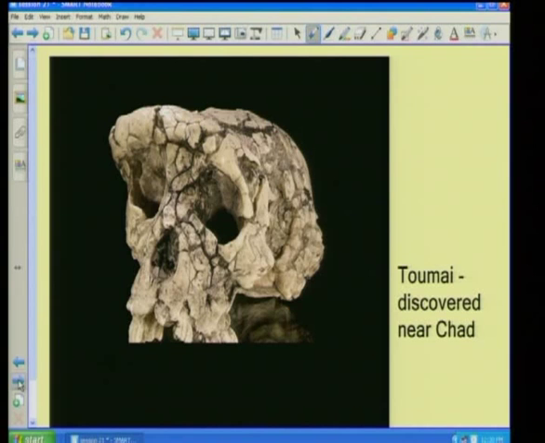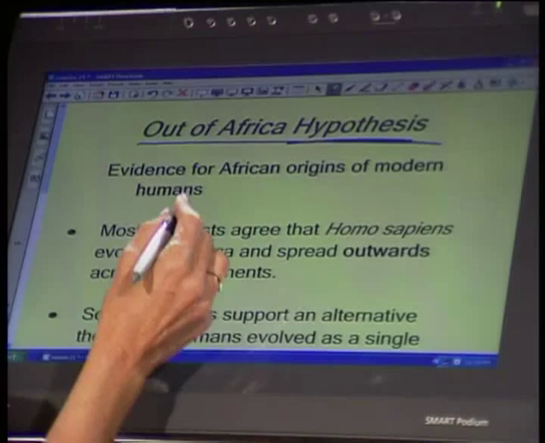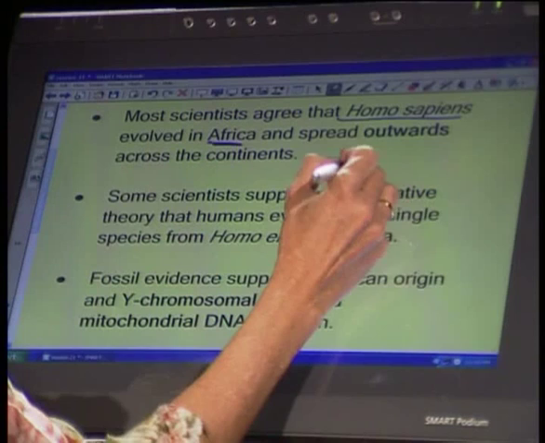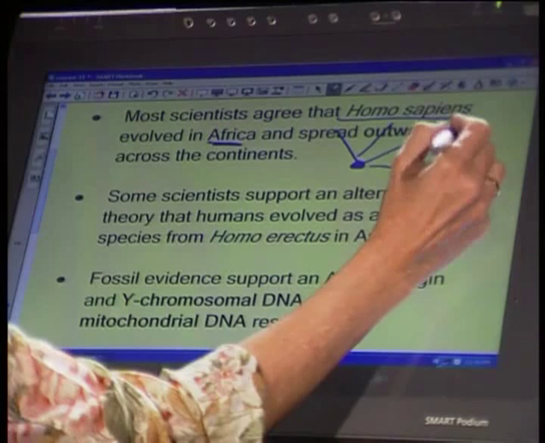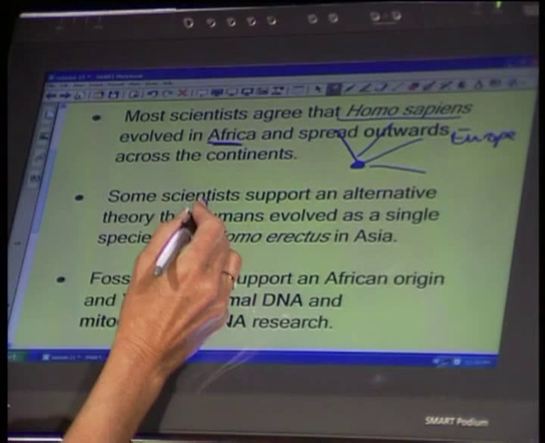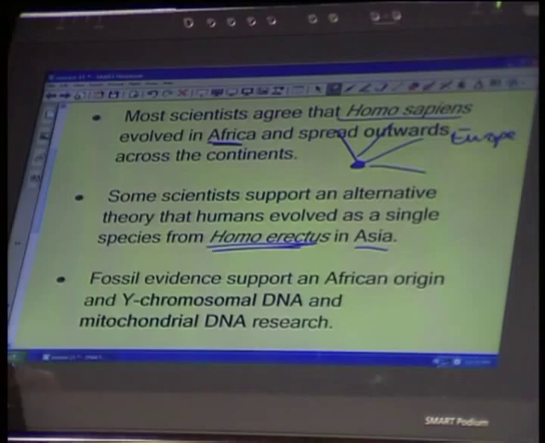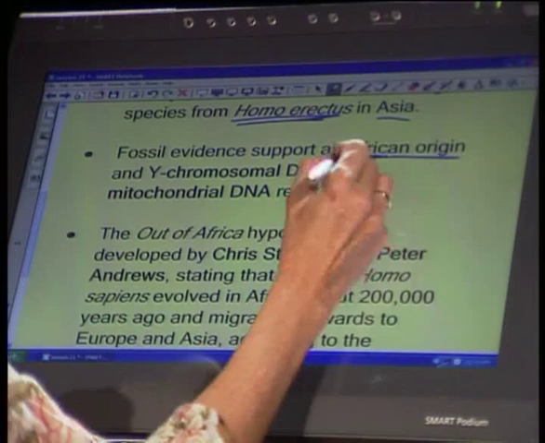Now, the Out of Africa hypothesis, and this is something to be proud of, make sure you know it, and if I was an examiner, I would ask this to you. All right, the evidence of African origins of modern humans. They say most scientists agree that Homo sapiens evolved in Africa, and then they spread outwards. So they started in Africa, and then they went up to Europe and Asia, etc. Some scientists support an alternative theory that humans evolved as a single species of Homo erectus in Asia. And as Africans, we're going to say that's nonsense. We like the idea that everything started here. Okay, we're special. Fossil evidence supports the African origin and the Y chromosomal DNA and the mitochondrial DNA.